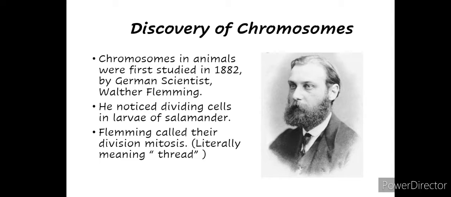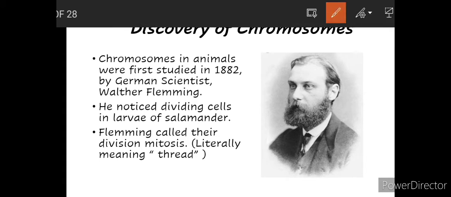Discovery of chromosome. A German scientist, Walter Fleming, discovered the chromosome when he was studying the larvae of a salamander. He noticed repetitively dividing cells. He studied this in 1882, Walter Fleming, German scientist.